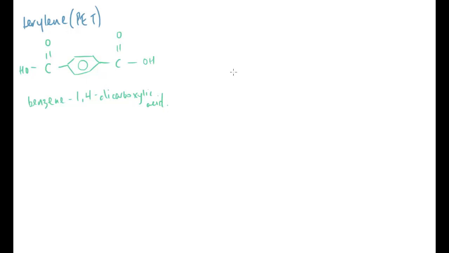So again, this is a polyester. React that with an alcohol, so OH group here. We're going to react that with ethane-1,2-diol. All I would say here is make sure you get that E there. They love that in an exam to penalise you for ethan-1,2-diol. Must have an E there.